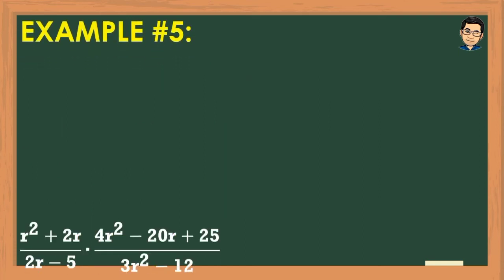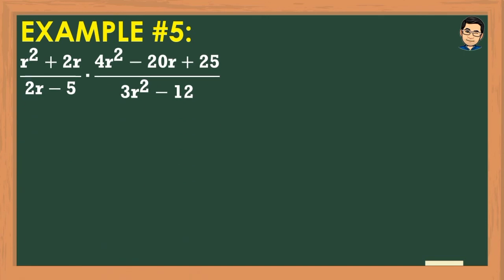Example number 5. R squared plus 2r all over 2r minus 5 times 4r squared minus 20r plus 25 all over 3r squared minus 12. Okay, so ang pwede lang po nating i-factor dito is yung r squared plus 2r, yung 4r squared minus 20r plus 25, and then yung 3r squared minus 12. So, pakita natin.